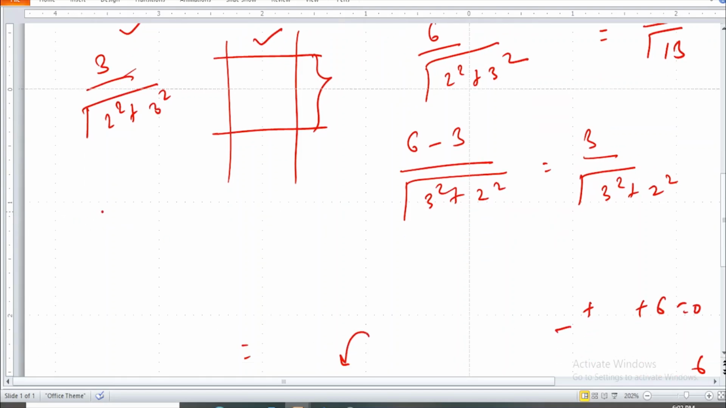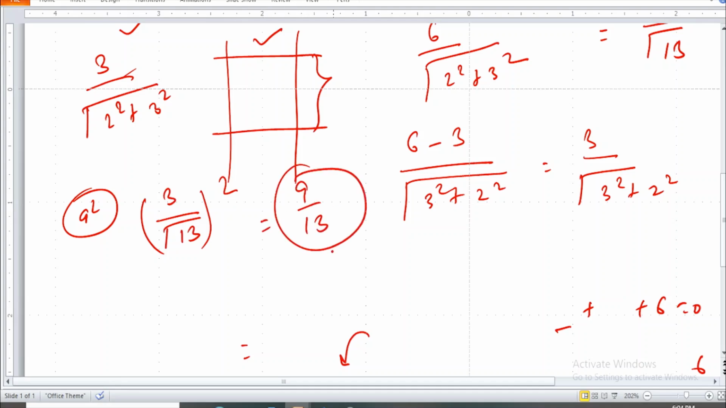So what formula do we use to calculate area? A squared, where A is the length of the side of a square. So here it is 3 over root 13 squared, so 9 upon 13 is our answer. So we can again create infinitely many questions on this article and solve them on our own. Thanks.